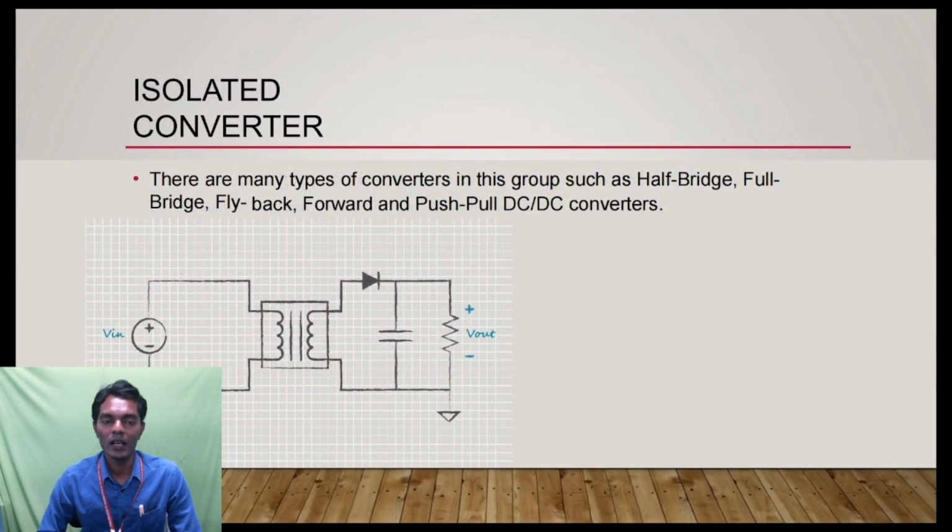So what are the options I have? I have an isolated converter. What is an isolated converter? An isolated converter is a converter that has a transformer inside. The primary and secondary are not electrically or physically connected, but they are magnetically connected. That is what isolated converter means. What are the examples? We have half bridge, full bridge, flyback, forward and push-pull DC-DC converters. These are the converters that have a transformer inside, so with the help of the transformer, you can send power from primary to secondary.